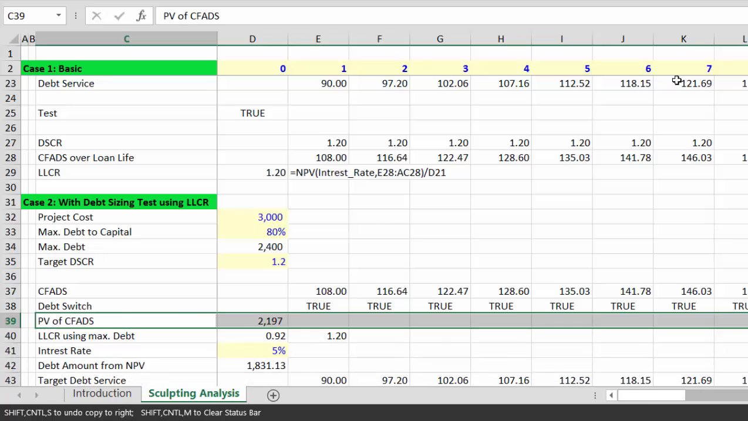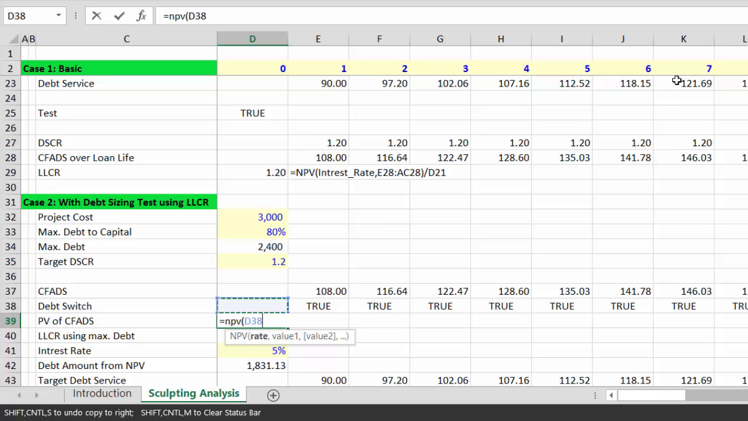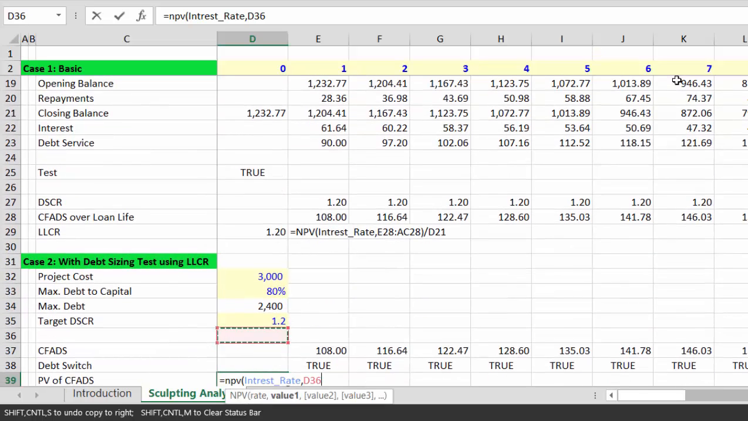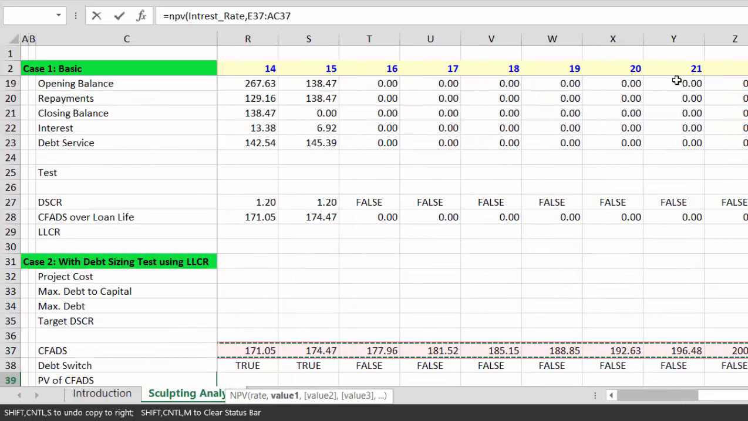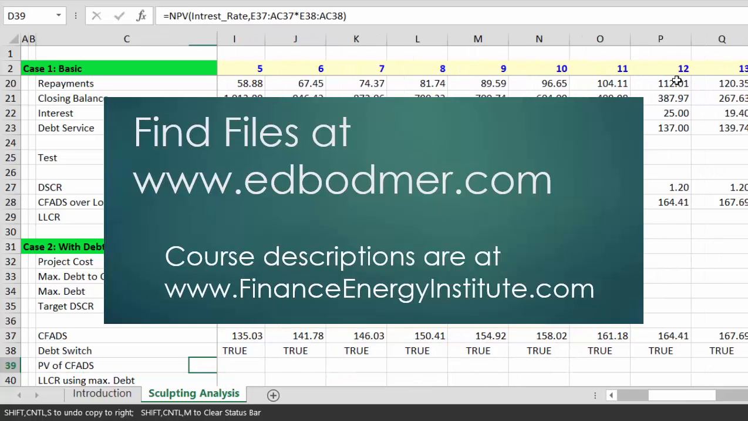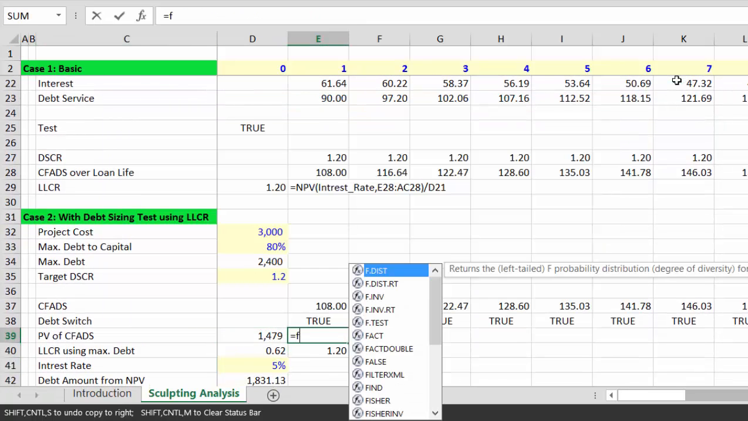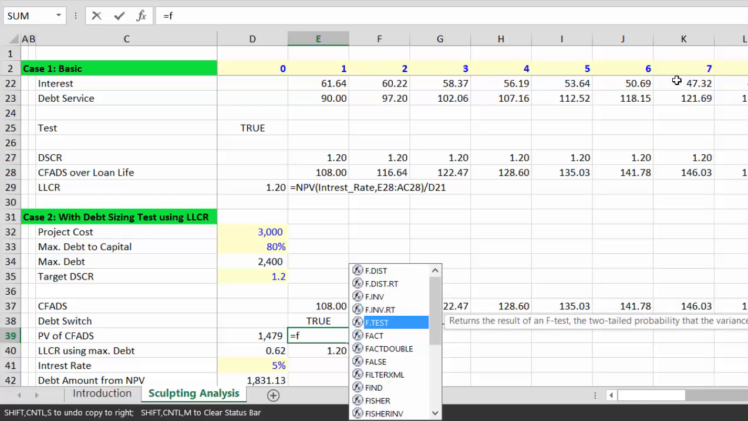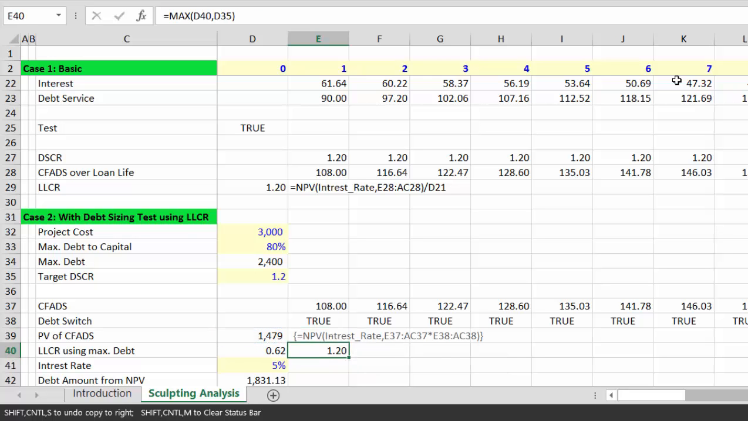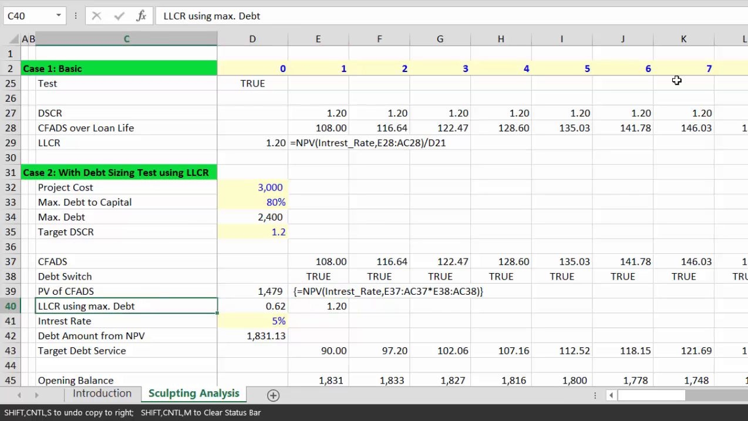What the heck? Now, what I did here is just to show you a different way to do it. If you put NPV and you go up to the interest rate, then you can take the CFADS, multiply it by the debt switch. And when you do that, you have to press Shift Control Enter. Okay, I'll make a formula text for that. Okay, and there's our formula. I guess I put the little brackets in.